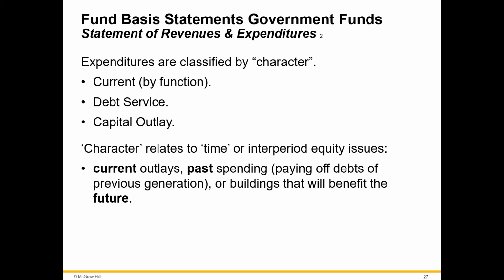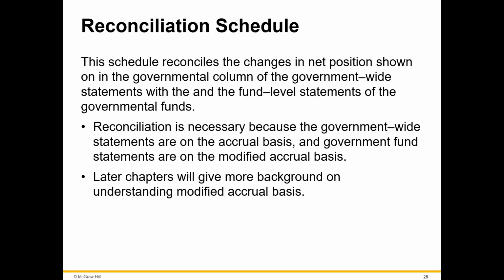Expenditures are classified by character, current by function, debt service, and capital outlay. Character relates to time or interperiod equity issues: current outlays, past spending, paying off debts of previous generations, or buildings that will benefit the future. You've got to be careful with that too. You're not supposed to spend the current year's money on a future year, and you're not supposed to spend the current year on previous years because you didn't balance your budget.